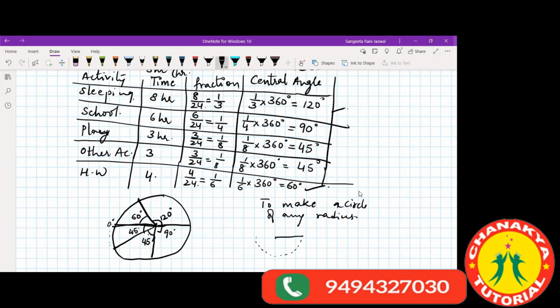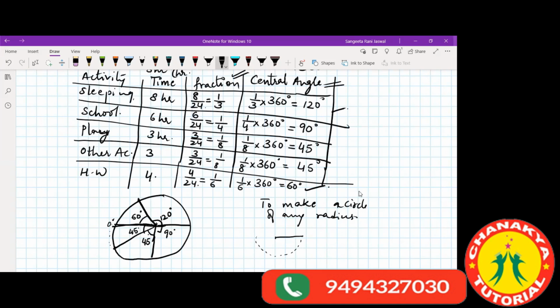Very nice. Good, beta. So I'll give you some questions to make a pie graph now. We'll come to the exercise part and we'll do some questions. So whenever we are given data for a pie graph, the first thing that we do is to find a fraction. The very first step is to find a fraction. The second step is to find the central angle.